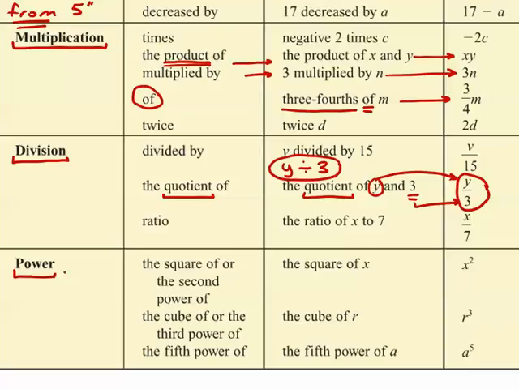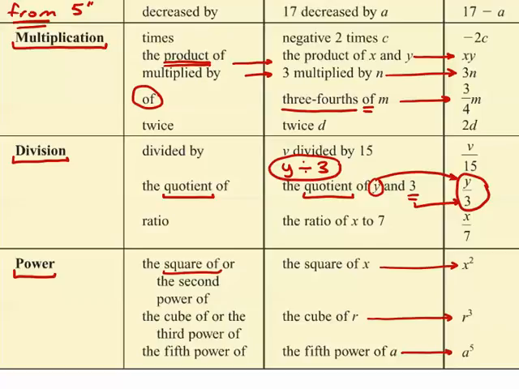The last one we're going to talk about is power. Again, this is pretty self-evident, I believe. The square of means that you're going to raise a given variable or number to a power. So the square of x is x squared. When you read the word cube or third power, so the cube of r means r to the third power, and the fifth power of a number would be written like this, a to the fifth power.